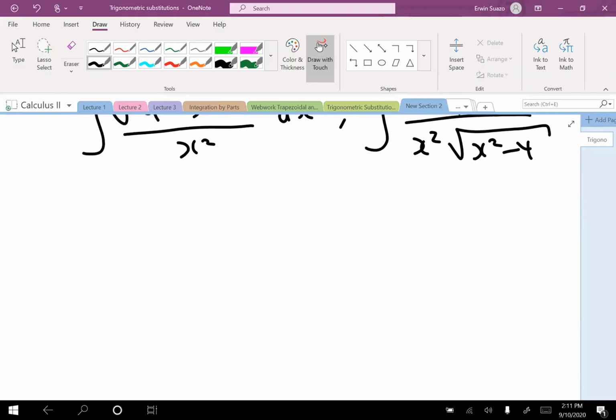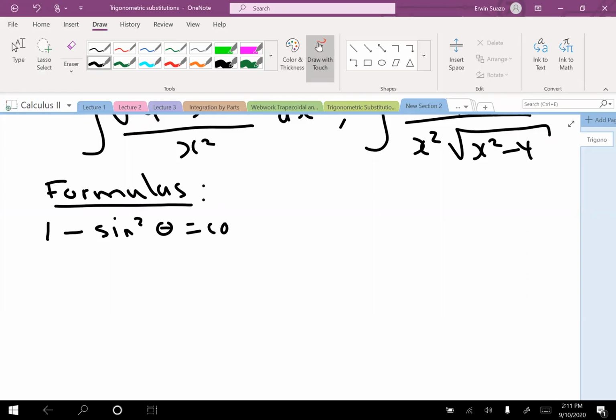Okay. So these are the formulas you need, and you're going to have them in the exam. I invite you to start writing them down so you memorize them. You need to get familiar with this. So the first one, you know it: 1 minus sine squared of theta equals cosine squared of theta. This is a formula you know, right?